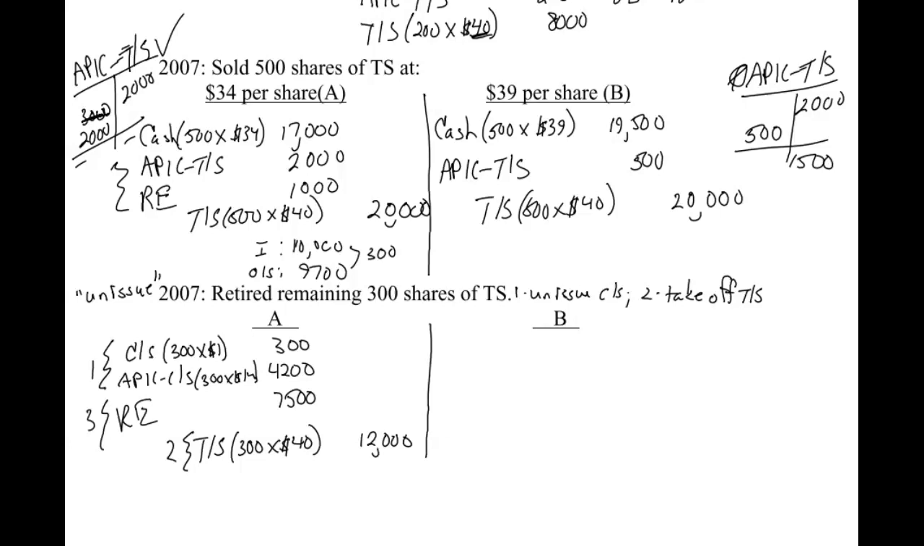All right, on this side over here, step 1, we're still going to do the common stock and additional paid in capital. Common stock for the 300 and the 4,200. So that is us taking those 300 shares off the books. All right, skip a couple spaces here. Step 2 is still to get rid of the treasury stock, and that would still be at 12,000.